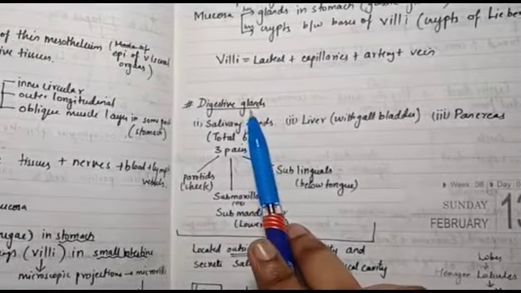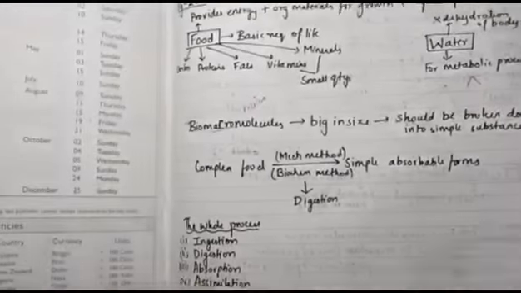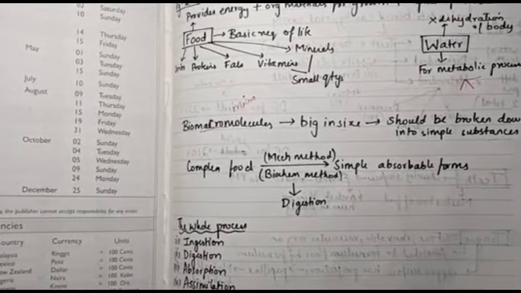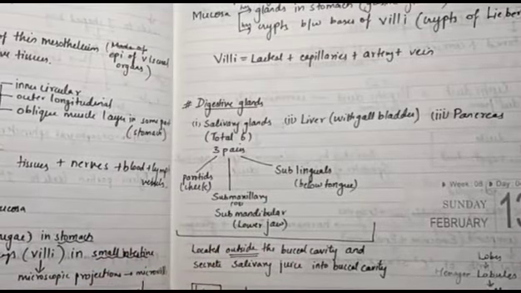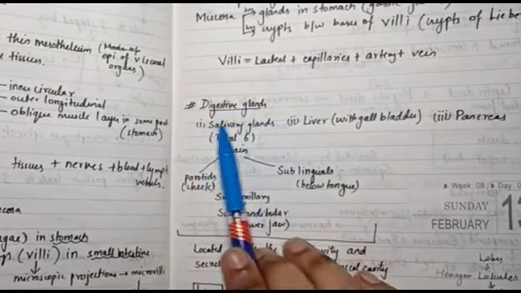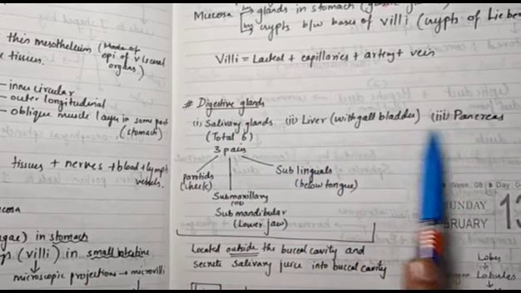Now we have digestive glands. As we saw previously, the digestive glands are the salivary glands, liver, gallbladder, and pancreas. Now we are going to elaborate on them, with an explanation of each. So digestive glands: first one is salivary glands, second liver with gallbladder, third pancreas.